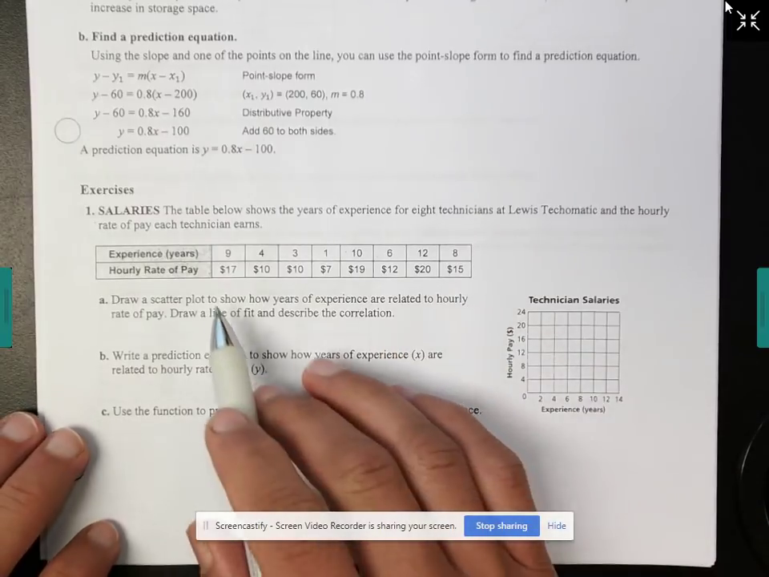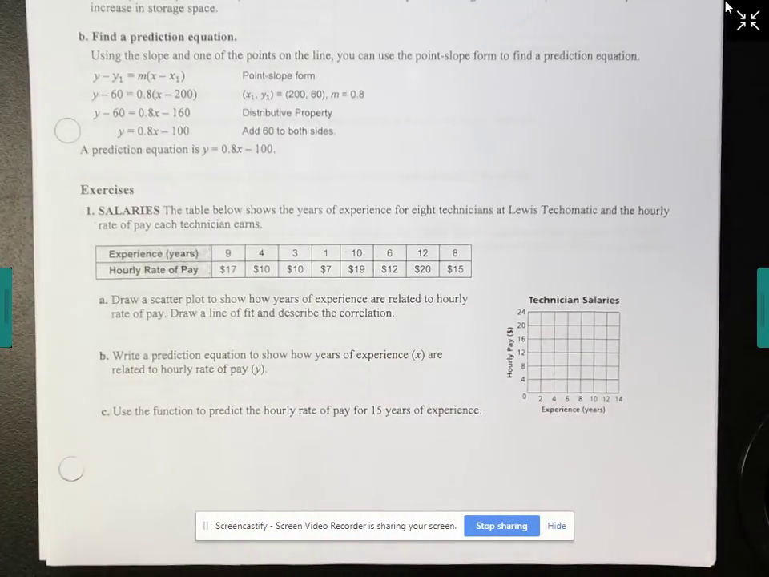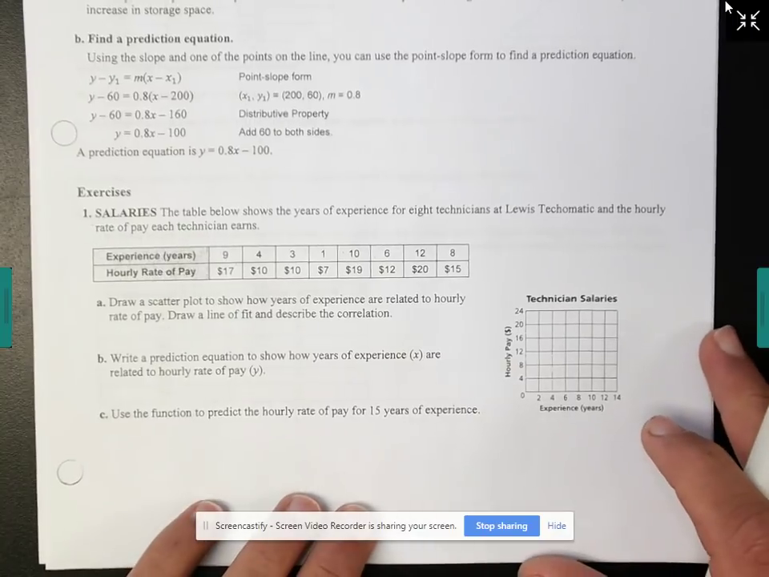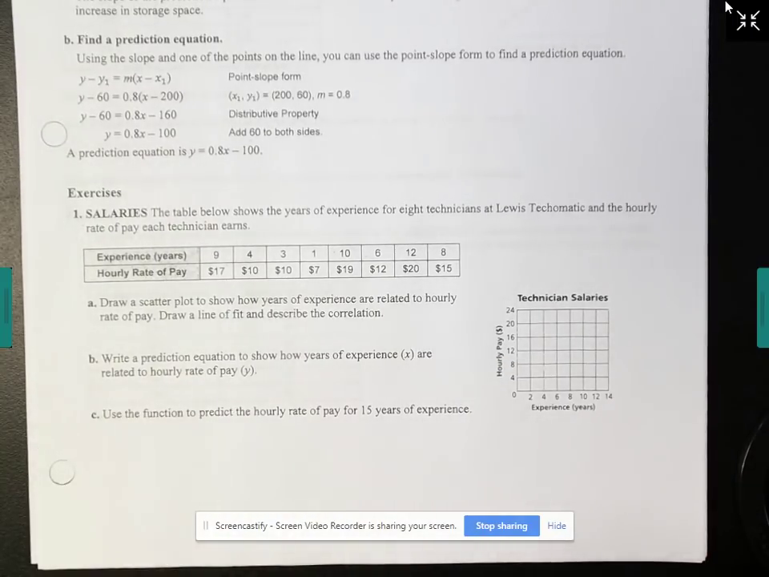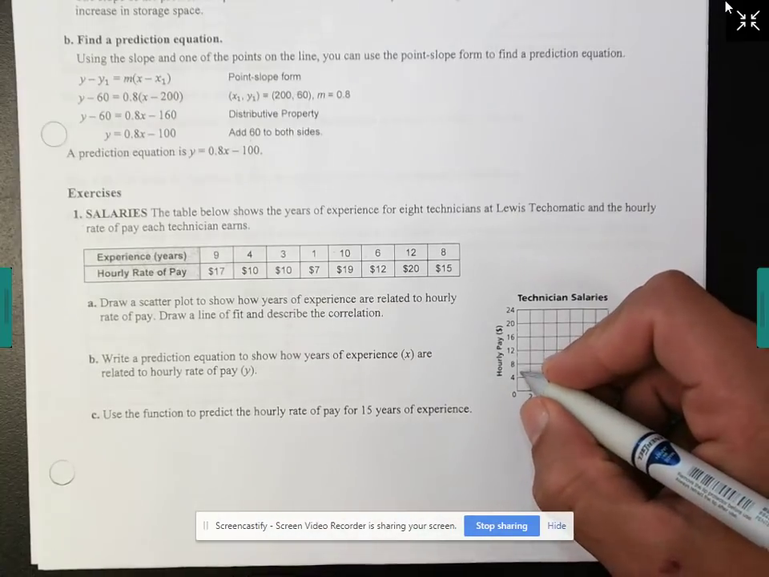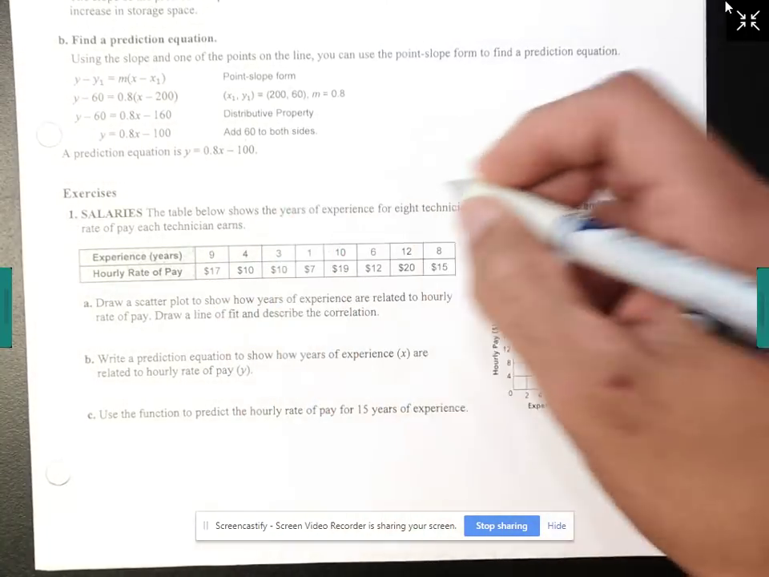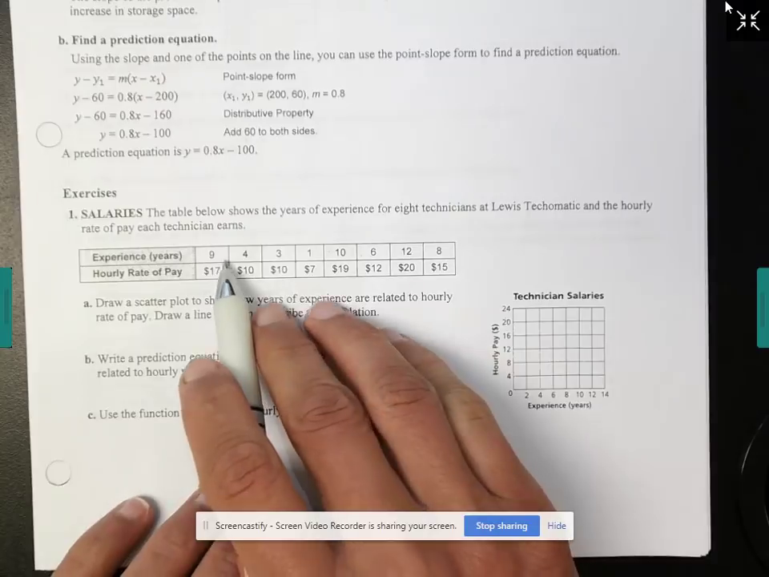So if you get a table sort of like this, the first thing that we have to do is it's asking us that we need to plot this. So we're going to draw a scatter plot first. And I'm going to do it real quick. I'm just going off of these. Notice that unfortunately they're not in order.